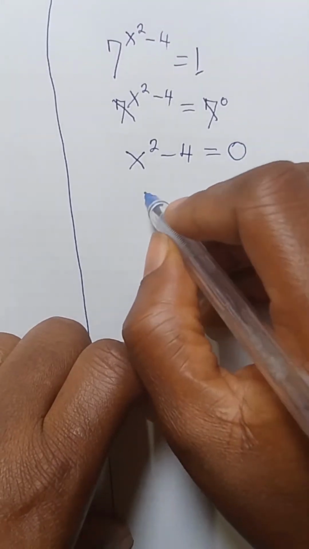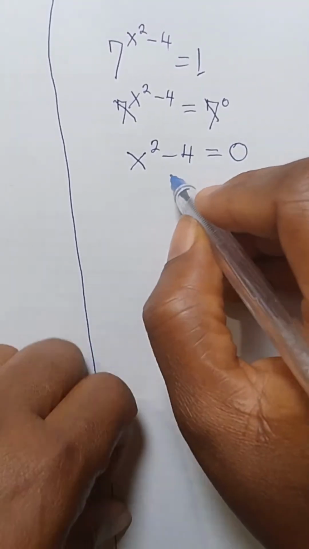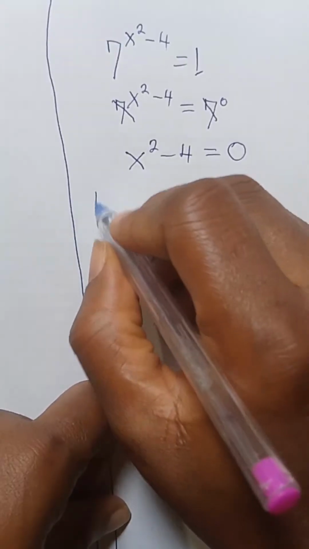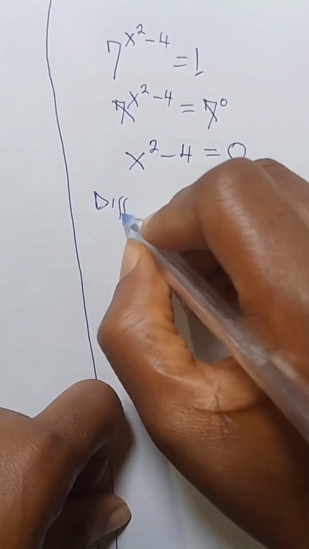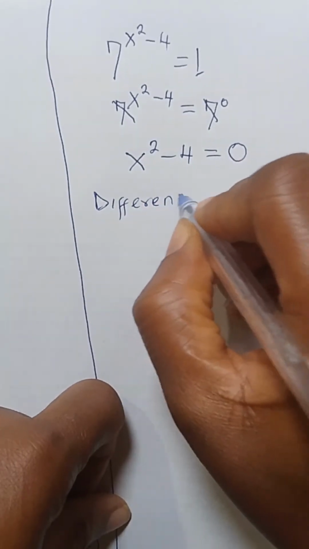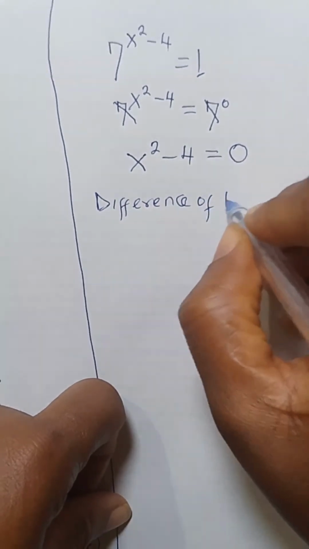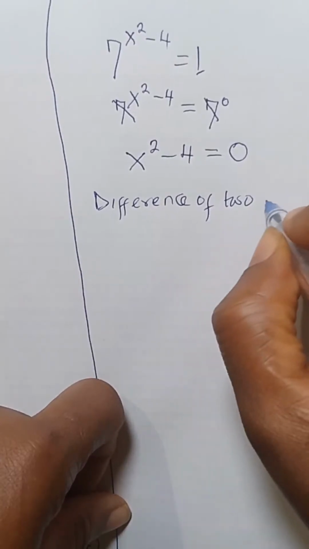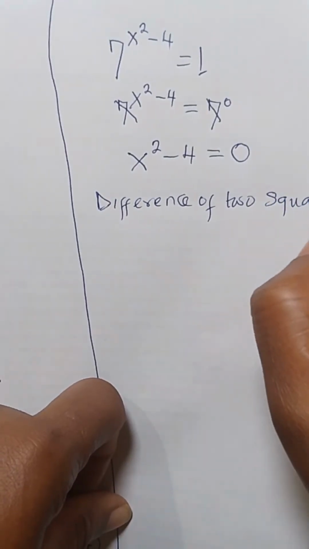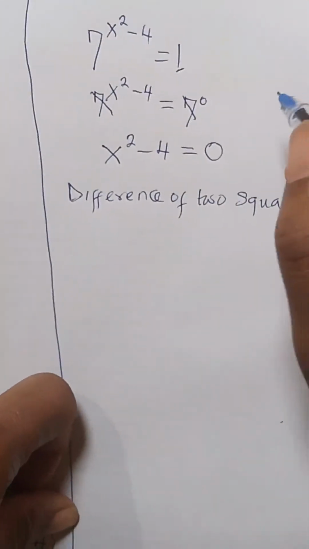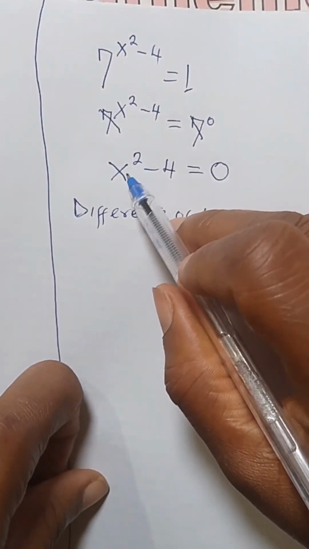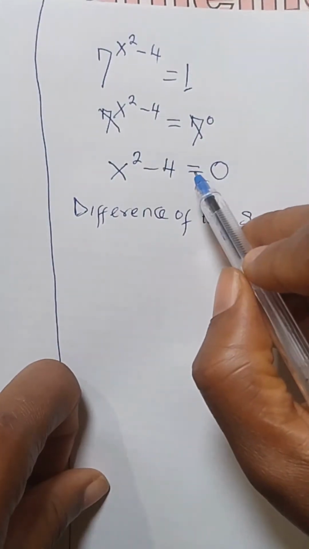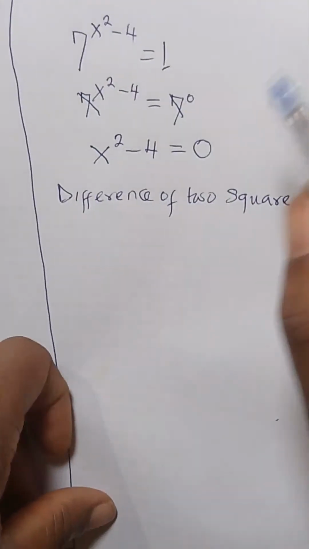Now we are going to solve this using the difference of 2 squares. This is a quadratic equation. We said it's a quadratic equation because a quadratic equation is any equation with the highest power of 2. So this is of power 2, so it's a quadratic, and a quadratic must have 2 solutions.